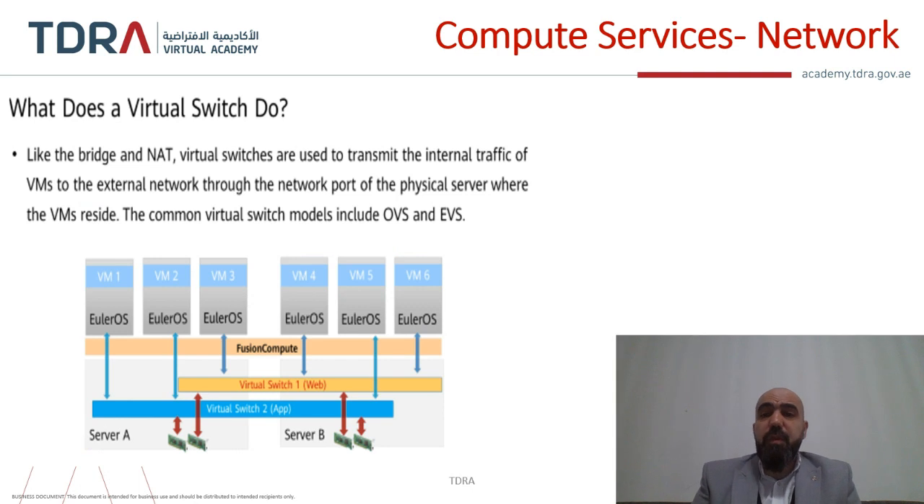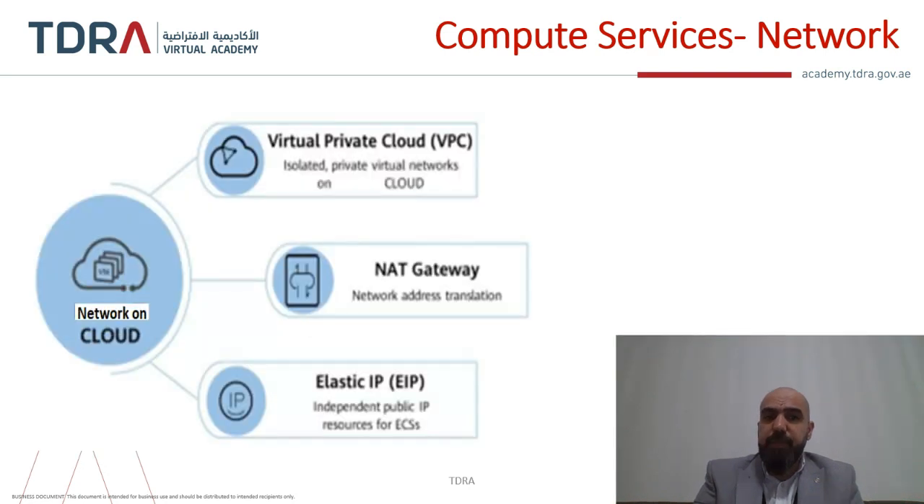There is also the concept of a virtual switch. As we have a physical switch, we can have a virtual switch, and we can map this virtual switch to the virtual machines. The common virtual switch models include OVS and EVS, Open Virtual Switch and Enhanced Virtual Switch. So in the compute services for the network, we'll have three things. Virtual Private Cloud, VPC. Virtual Cloud is the virtual switch. You can understand it like that.